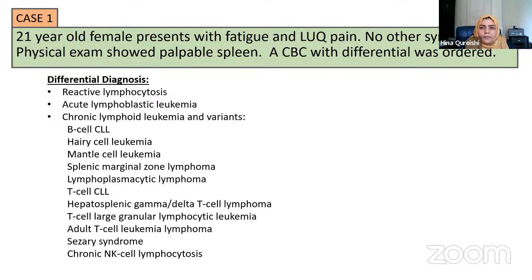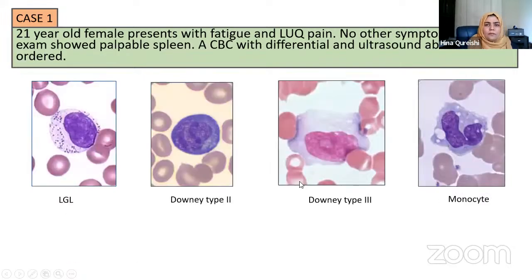So before looking at the slide, as a hematopathologist, we usually formulate a differential diagnosis, kind of narrow it down to see what we are thinking. Now, in this 21-year-old patient, the first two are possible because these are more common in younger patients. The chronic lymphoid leukemias are usually seen in older or elderly individuals, so less likely to have any of these. So what do we see in a peripheral blood smear review?